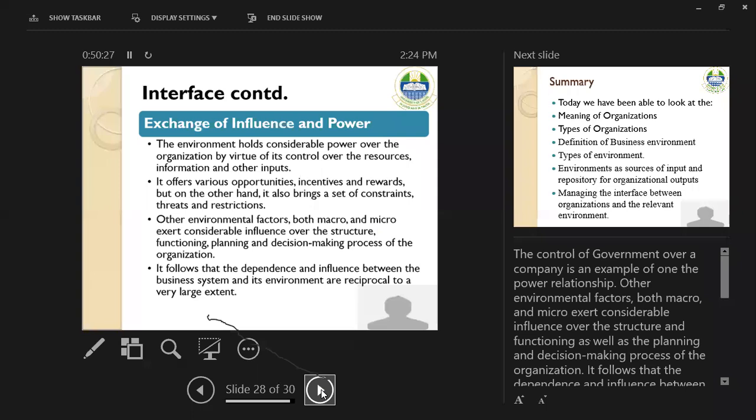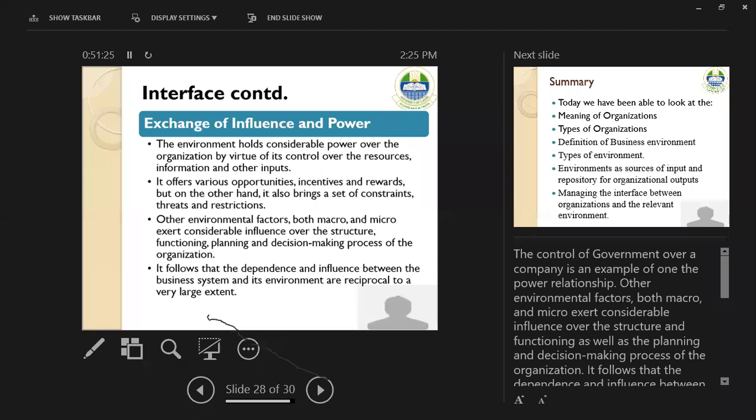Now, exchange of influence and power. The environment holds considerable power over organizations due to control over resources, information, and other outputs. Government controls organizations, and that's an example of a power relationship. If government says A and you want to do B, you will fall short of the law and you're likely to get punished. And other environmental factors too, whether they are macro or micro, exert considerable influence over the structure and functioning of an organization, be it in the planning and decision making processes. So it follows that the dependence and influence between business system and environment are reciprocal, to a large extent.